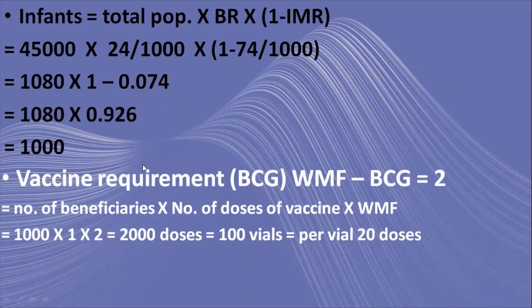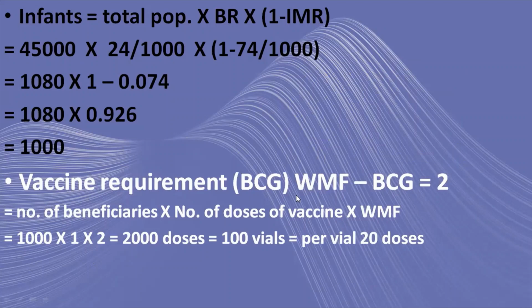So how many vials are required for vaccination with BCG? The number of beneficiaries is 1,000, the number of doses for BCG is 1, and the wastage multiplier factor for BCG is 2. So we put in the values, and it is 2,000 doses. Per vial 20 doses are available because we give this vaccine in a dose of 0.5 ml, and a 10 ml vial is available. So 20 doses can be given in one vial. So we need 100 vials for giving BCG vaccination to the 1,000 infants.